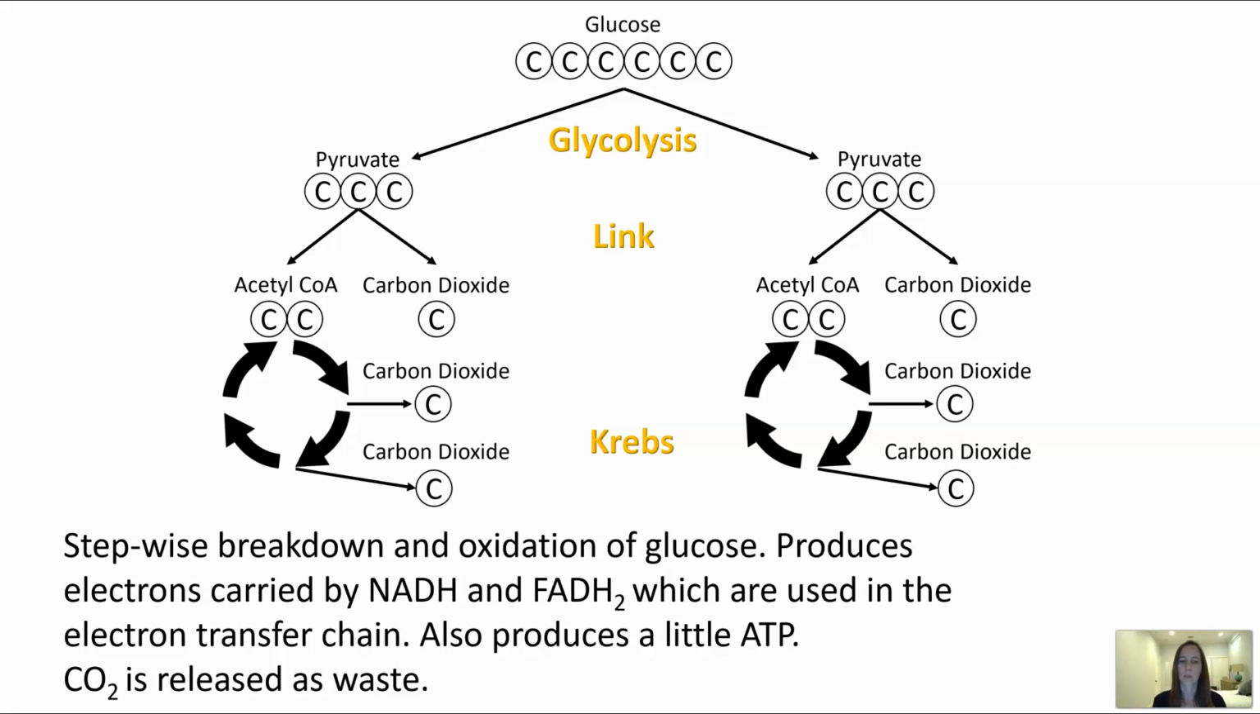We also produce a little bit of ATP, and carbon dioxide is released as waste. So if you take a look, we start with a 6-carbon molecule. That's broken down in glycolysis into 2 3-carbon molecules of pyruvate. The link reaction further breaks down those molecules, so now we go from pyruvate, a 3-carbon molecule, to acetyl-CoA, which is a 2-carbon molecule. As that happens, we release some carbon dioxide. And then we enter the Krebs cycle. And in the Krebs cycle, acetyl-CoA gets further broken down into 2 molecules of carbon dioxide.